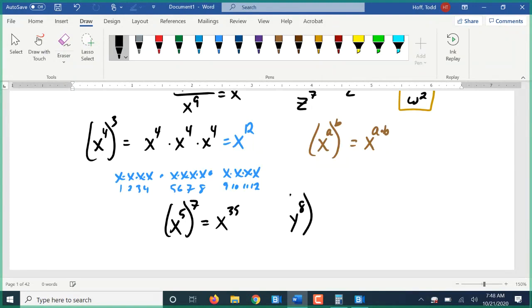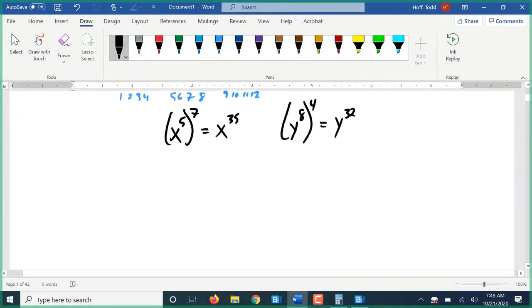Or y to the 8th to the power of 4, that's y to the power of 8 times 4, or 32. Notice there's only one base there, and there's two powers. So we don't have to worry about matching up the bases, because there is only one base when we have that power of a power.